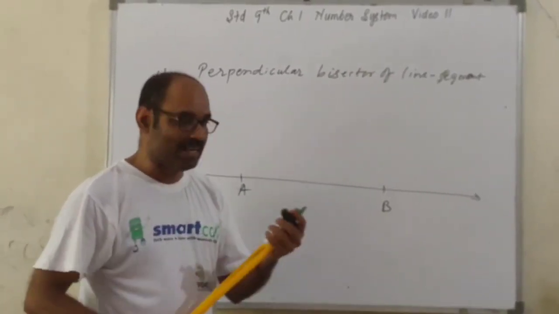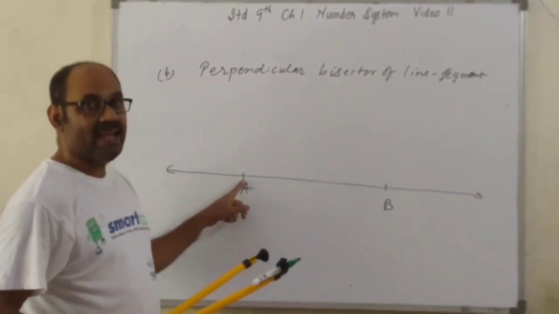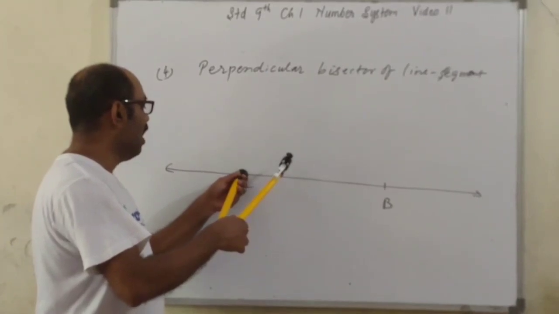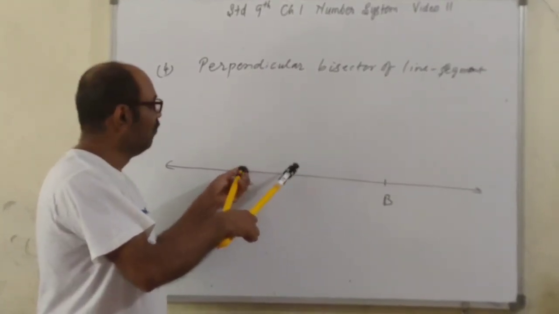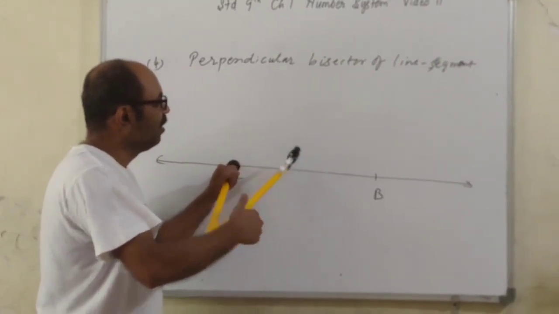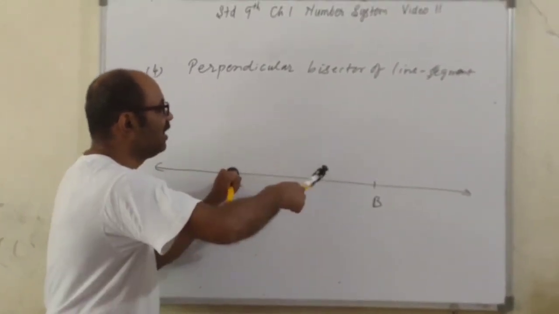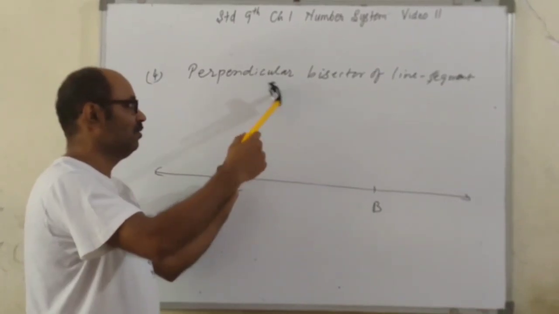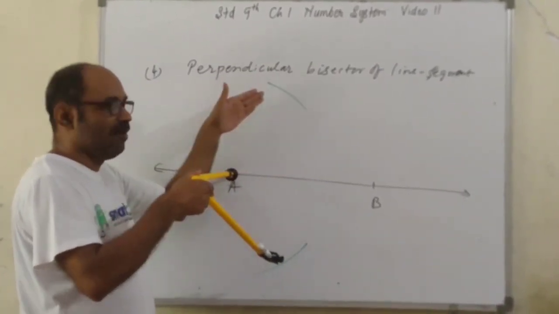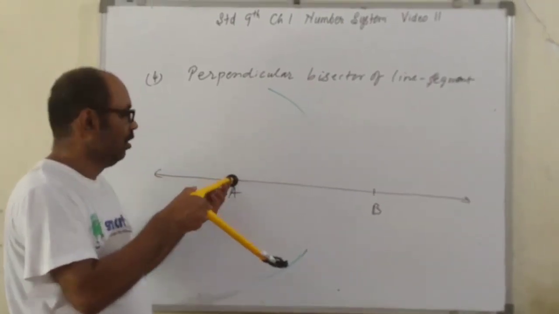For that, what do you have to do? Take A, the one end point of line segment AB, and draw a circle with center A and radius more than half of AB. The middle point will come here, take a radius more than that. So here and here. Above the line you draw one arc of the circle, and below.